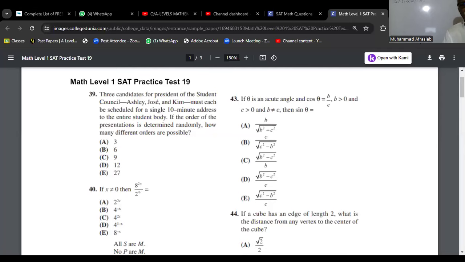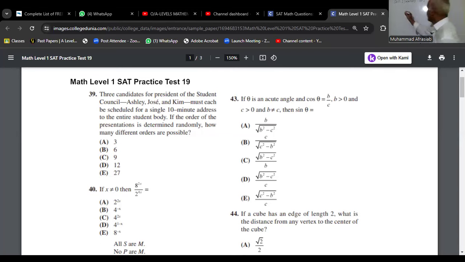Question number 1. Three candidates for the president of the Students' Council, Ashley, Jose, and Kim, must be scheduled for a single 10 minute address to the entire student body. If the order of the presentation is determined randomly, how many different possible ways are there? So there are 3 students.